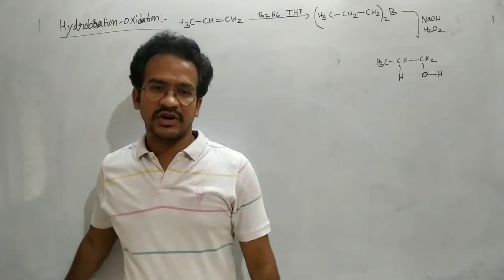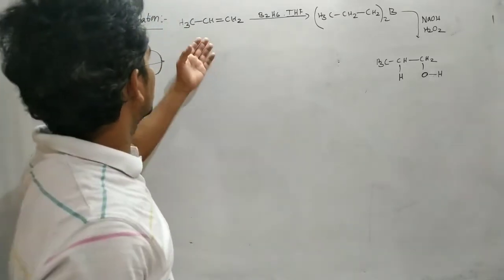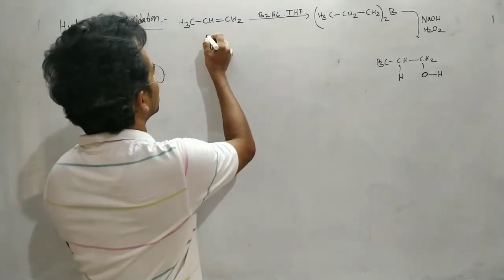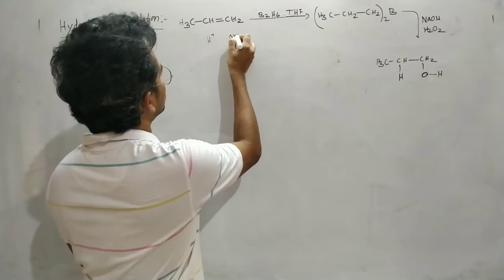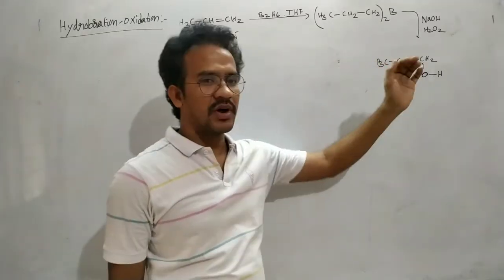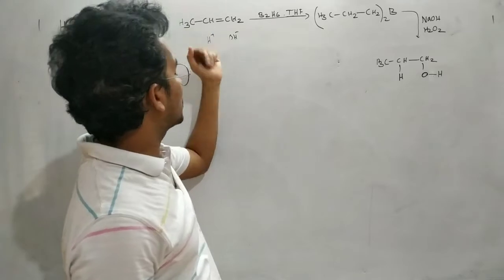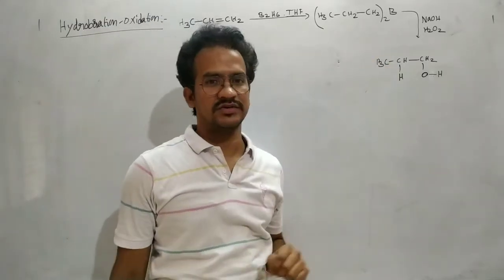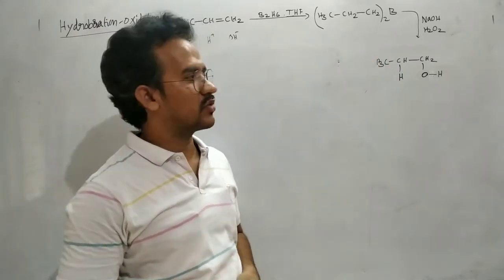The final resultant product is the anti-Markovnikov product. In this case you can see, suppose here H plus, here OH minus. That means the negative part is added to the carbon which has more hydrogens, and the positive part is added to the carbon which has fewer hydrogens. So it is nothing but anti-Markovnikov addition.